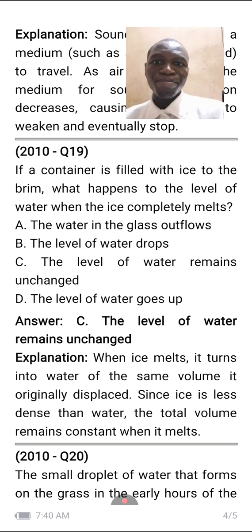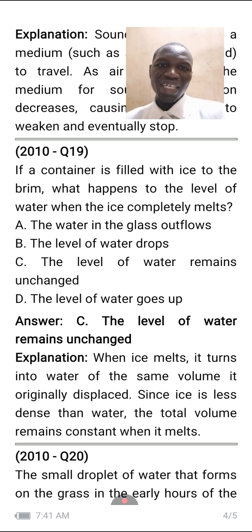Let's go to the next question. Next question says, if a container is filled with ice to the brim, what happens to the level of water when the ice completely melts? Do you see these applied questions now? They require reasoning, they require thinking, they require knowledge. So assuming I put an ice block into a beaker, and the ice block reaches the brim, that's the top, what happens if it finally dissolves? Does the water increase? Does it reduce? Does it remain unchanged? Or what happens? All right, so let's look at the options.